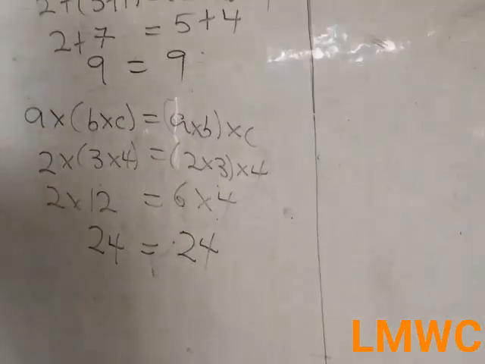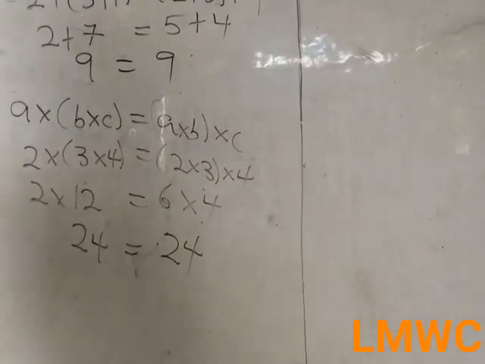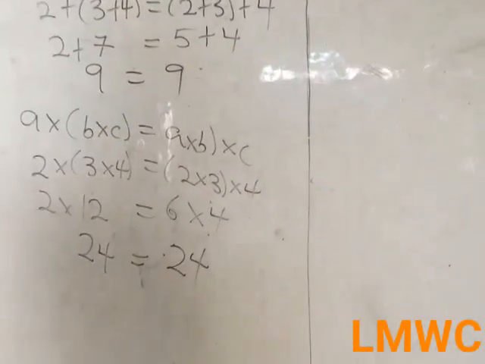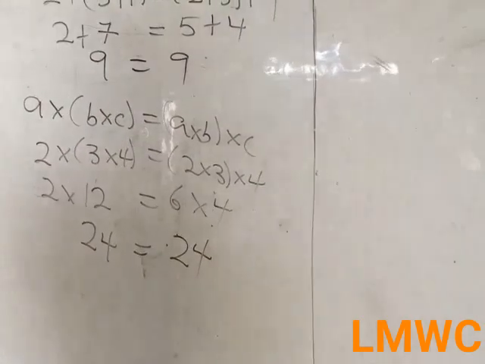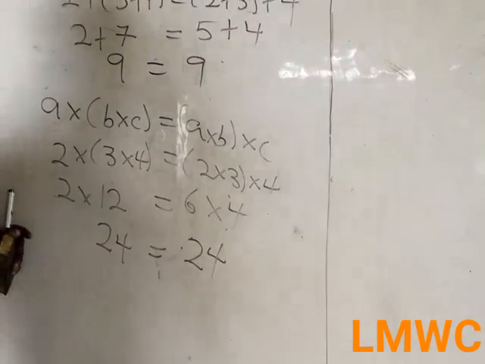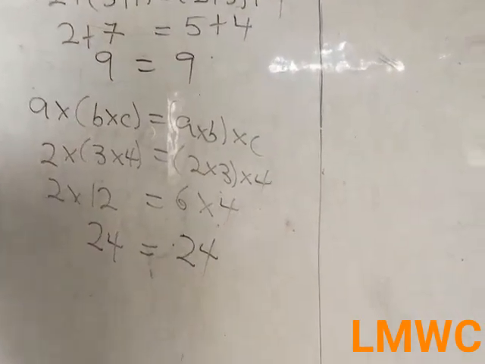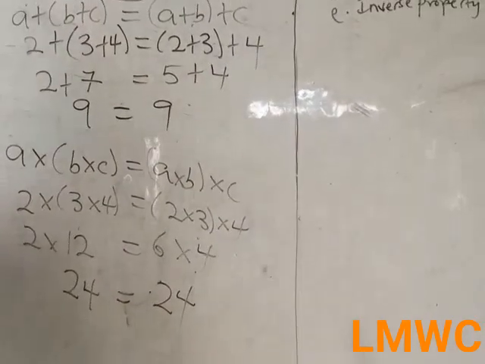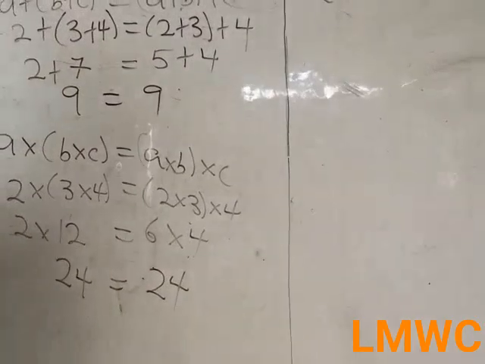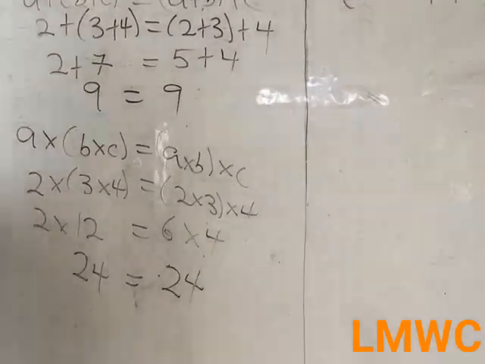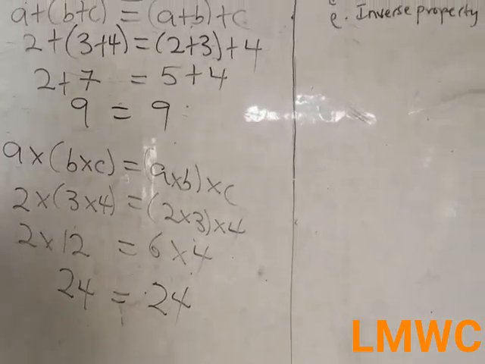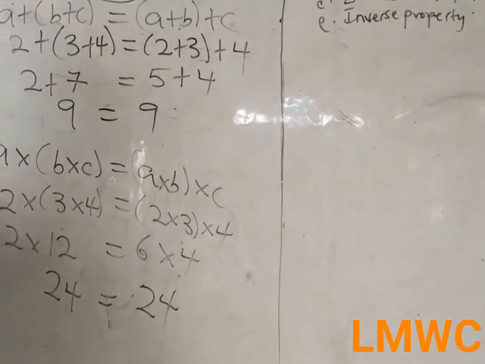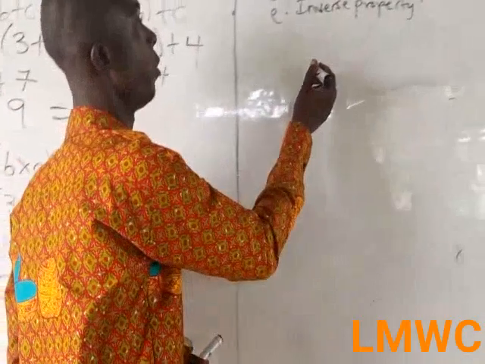So multiplication of integers is also associative. Multiplication of integers is also associative. But take note, subtraction and division is not associative. Subtraction of integers and division of integers is not associative. But addition of integers and multiplication of integers is associative. Take note. Let's move on to distributive property.